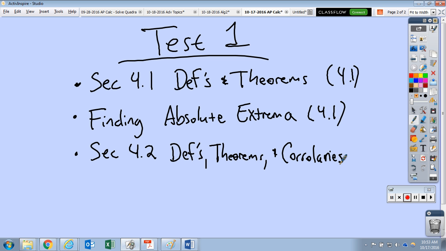Are there going to be grid functions applying to the mean value theorem on the test? No. I want to say no. I'm going to say no.